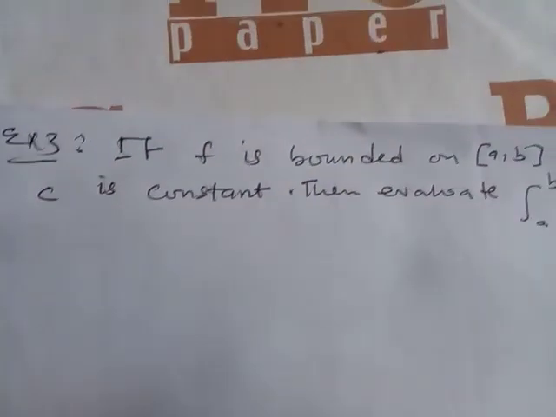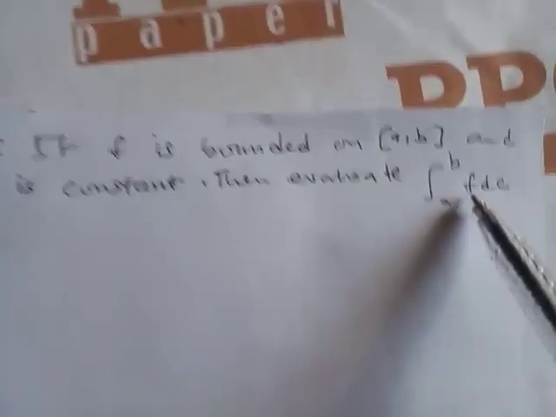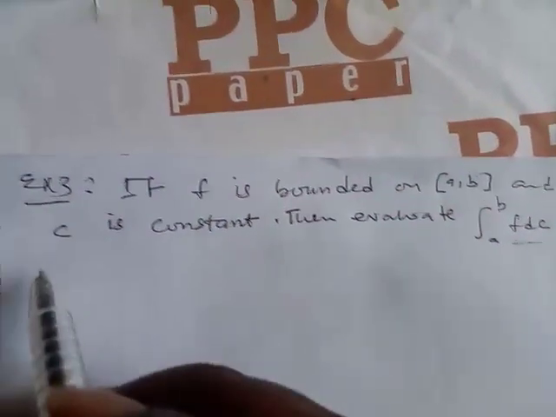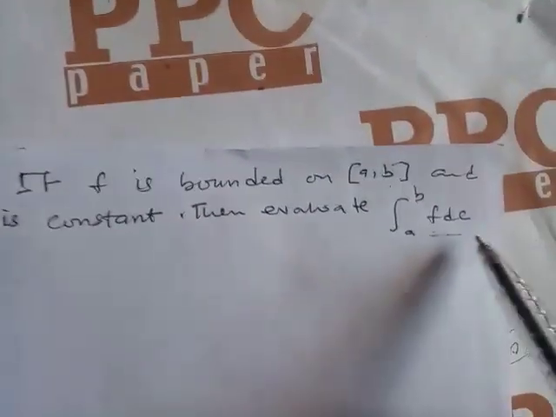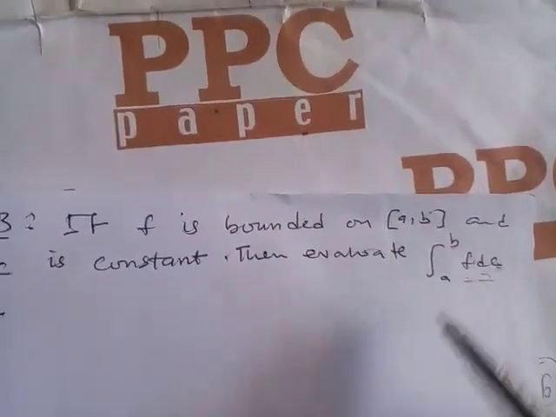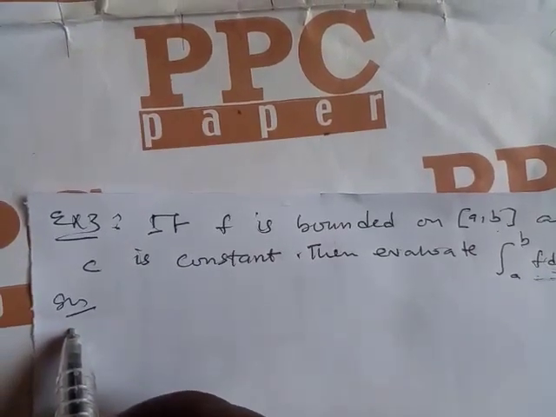So we have another question there. If f is bounded on this and c is constant, then let us evaluate the integral of f dc. So without stressing ourselves, we should know that the answer will be 0 because differentiation of a constant is 0. But let's use the Riemann Stieltjes integral definition.